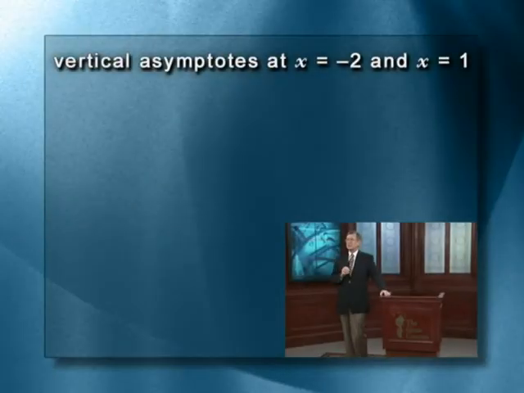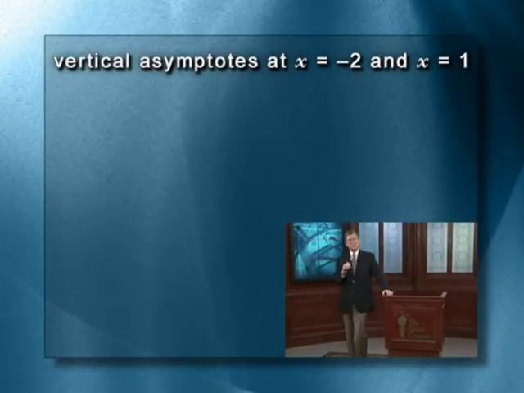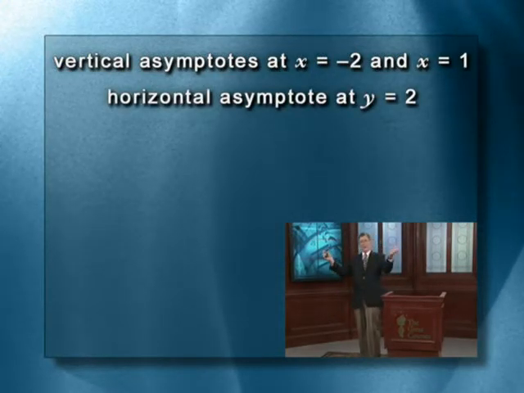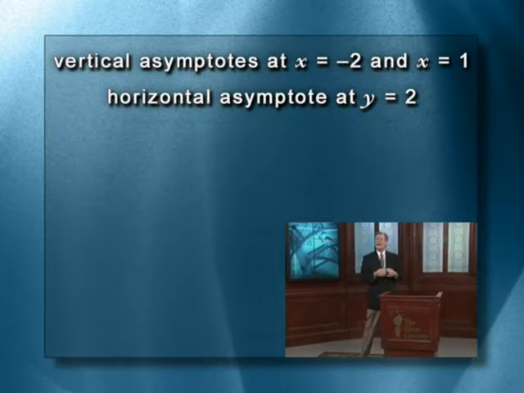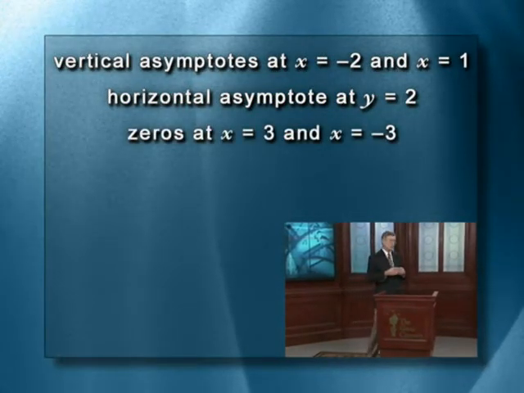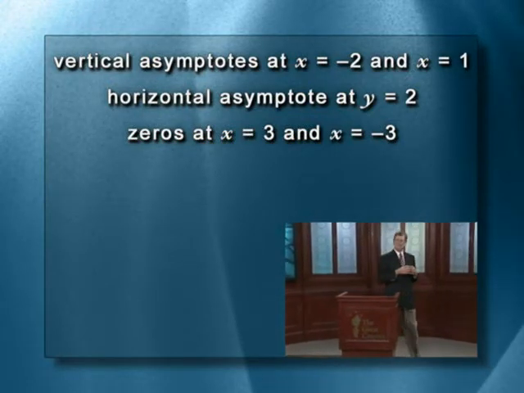Okay, why don't you be the teacher again? This is kind of fun to do. You're making up yet another test, and this time you want to have a rational function with certain properties. You want the vertical asymptotes to be at -2 and at 1. You'd like it to have a horizontal asymptote at y equals 2. And how about zeros at x equals 3 and -3? What should your function look like?